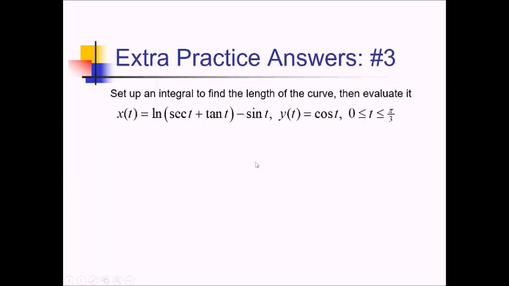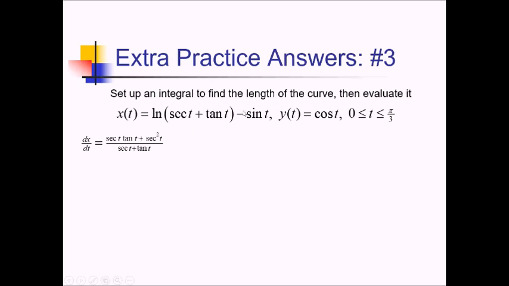For this problem, I'm trying to find the length of this parametrically defined curve. So I'm going to set up an integral and then evaluate it on the calculator. Since I'm doing arc length, I need x prime and y prime to figure this out. For x prime, this is going to be a little bit of a mess. Using our derivative rules here, we've got the derivative of ln of this stuff first. That's going to be 1 over (secant of t plus tan of t) times the derivative of secant of t plus tan of t. So that's going to be secant t tan t plus secant squared of t.